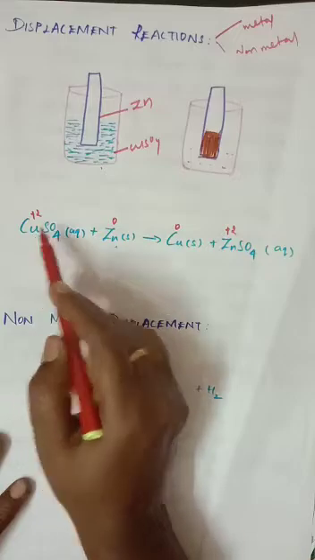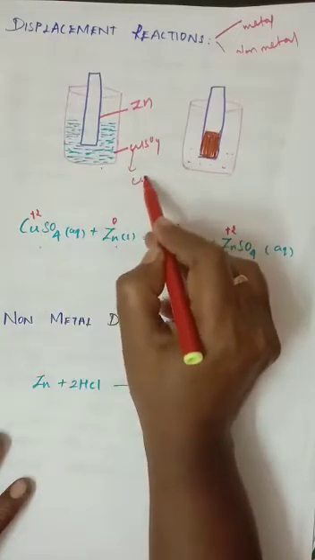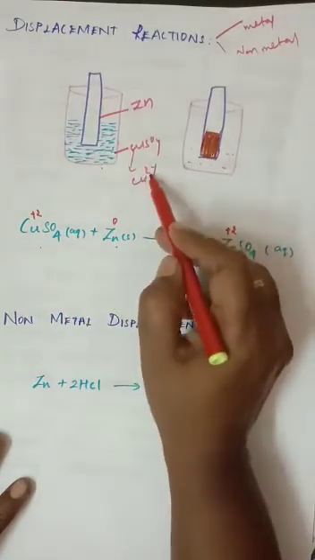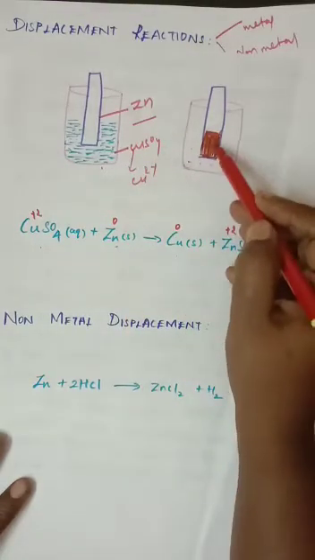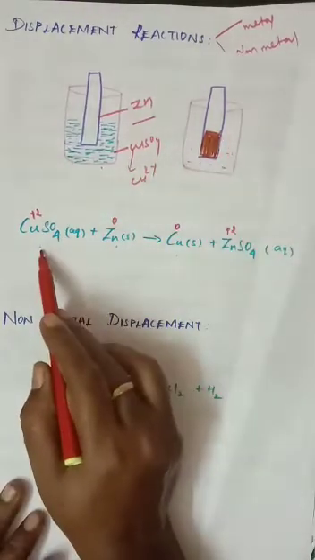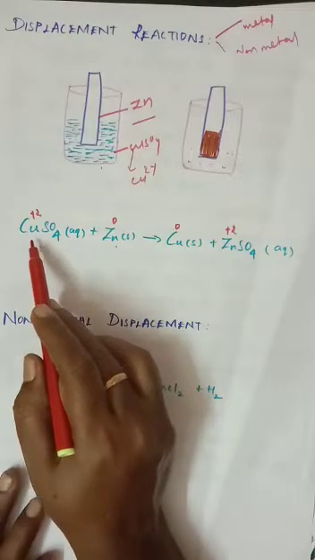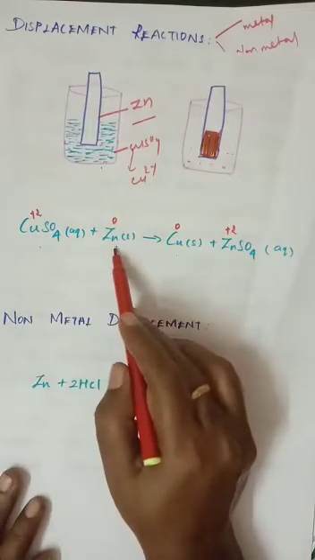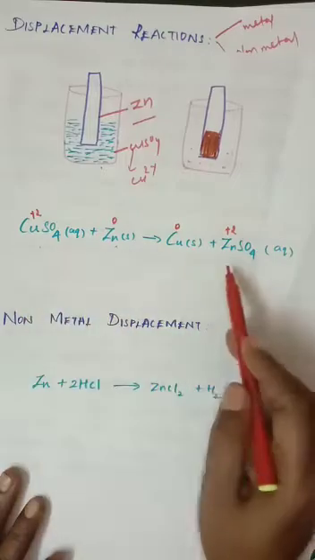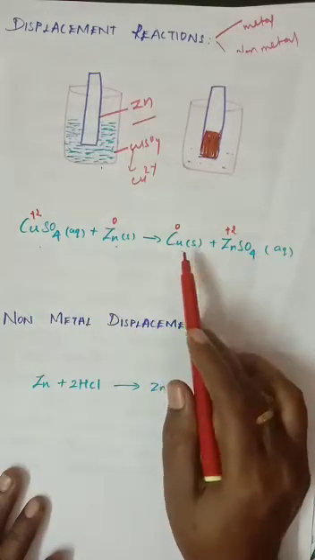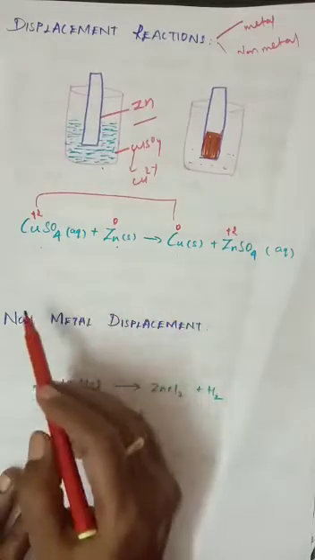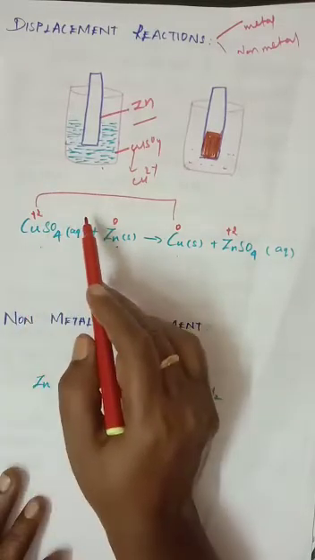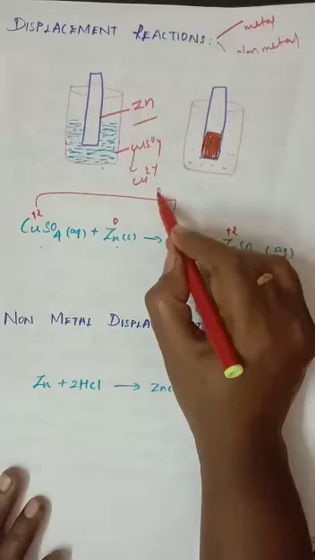The solution releases Cu2 plus, and this Cu2 plus is accepted by zinc. That is why the coating is on the zinc rod. In copper sulfate, copper is in the plus 2 oxidation state, and zinc is in the 0 oxidation state. What happened here? It is Cu2 plus, and copper going from 2 plus to 0 means reduction takes place.